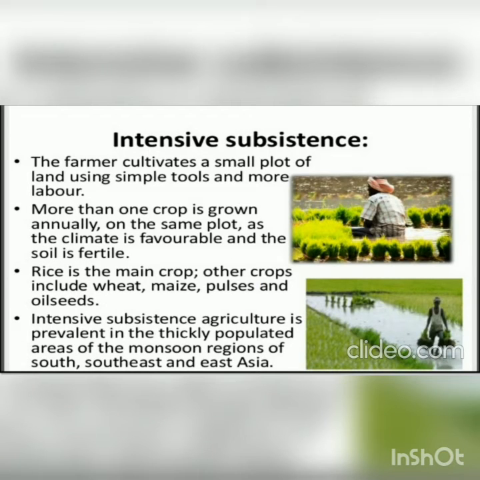Intensive subsistence farming. The farmer cultivates a small plot of land using simple tools and more labor. More than one crop is grown annually on the same plot, as the climate is favorable and soil is fertile. Third point, rice is the main crop. Other crops include wheat, maize, pulses and oilseeds. Intensive subsistence agriculture is prevalent in the thickly populated areas of the monsoon region of South and Southeast Asia.